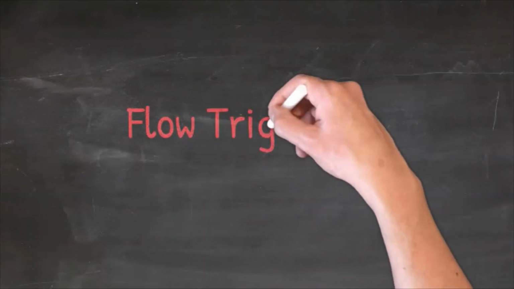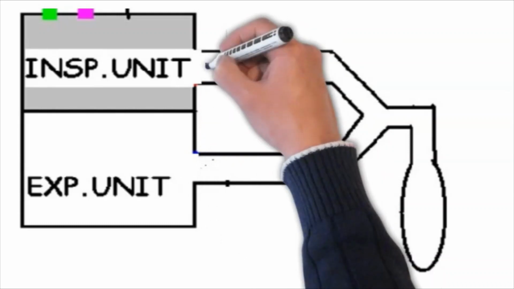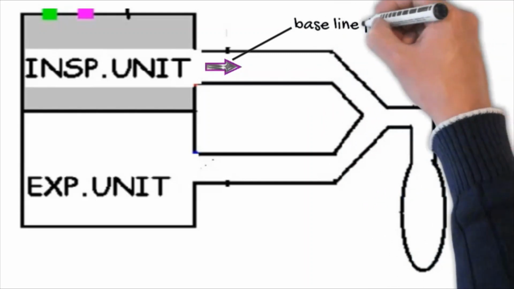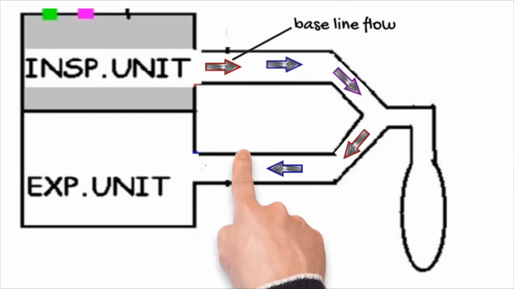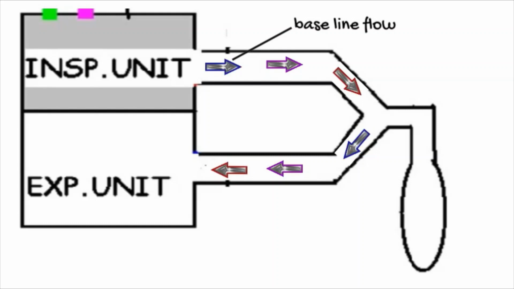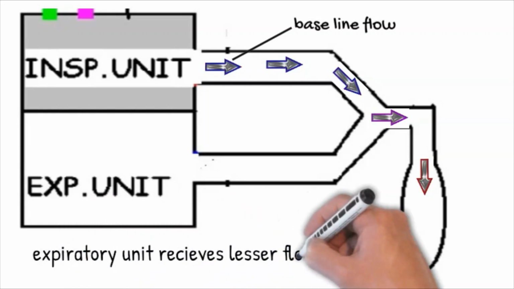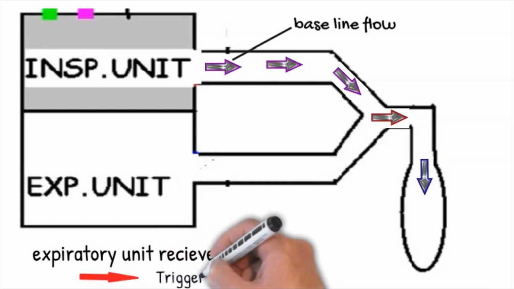The second kind of trigger is a flow trigger. To understand flow trigger, we have to assume or visualize the ventilator without any inspiratory or expiratory valve, and there is a constant flow from the inspiratory unit towards the expiratory unit in the circuit during the expiratory phase. This flow can be called a baseline flow. As long as the patient is not breathing, the expiratory unit will be receiving the same flow as delivered from the inspiratory unit side. When the patient attempts to breathe, some of the baseline flow will be directed towards the patient's lung, and hence the expiratory unit will receive less flow, which will result in the patient trigger.